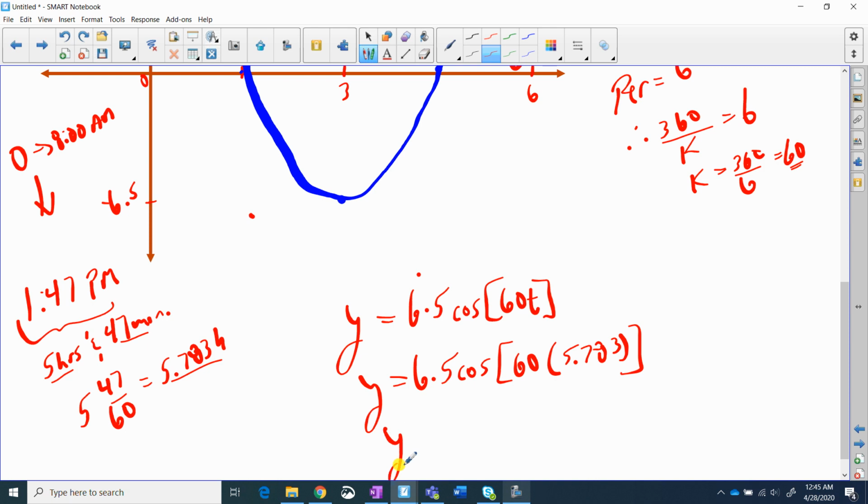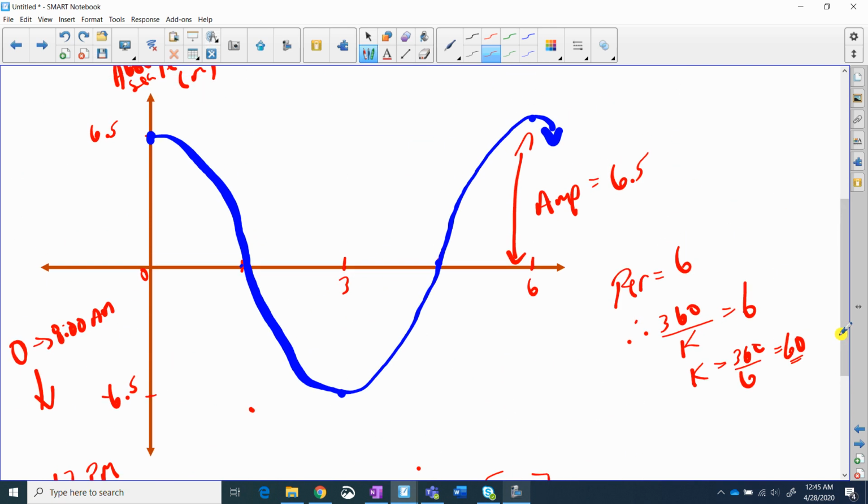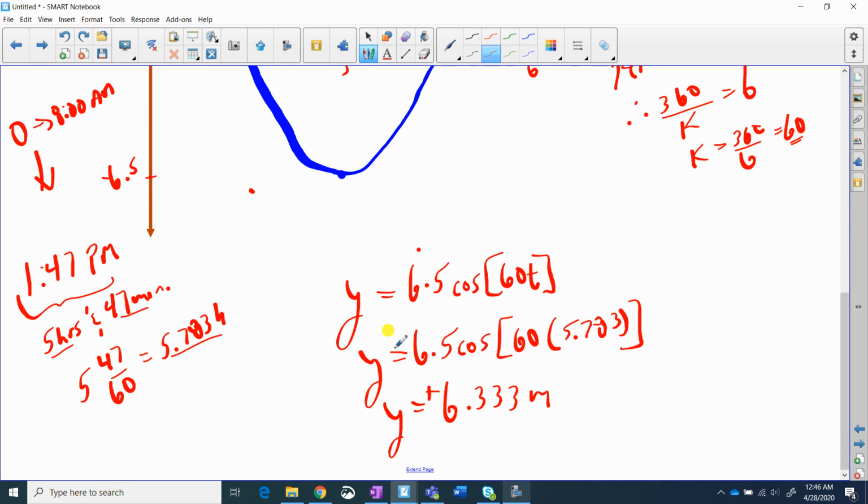Y would equal 6.33 meters. So that means because it's positive, it's above mean sea level. So at that point, it is close to being high tide, right? Because high tide is 6.5. So we are at that distance above mean sea level at 1:47 p.m.